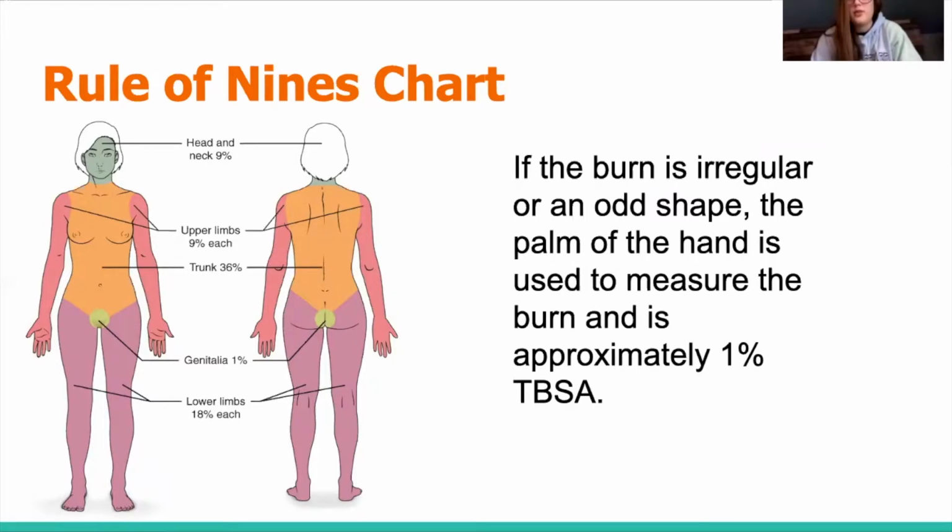The rule of nines has a set percentage for each body part, no matter the age or size of the patient, and the Lund-Browder chart takes into consideration the patient's age and body size. And if the burn is irregular or an odd shape, the palm of the hand is used to measure the burn and is approximately 1% TBSA.